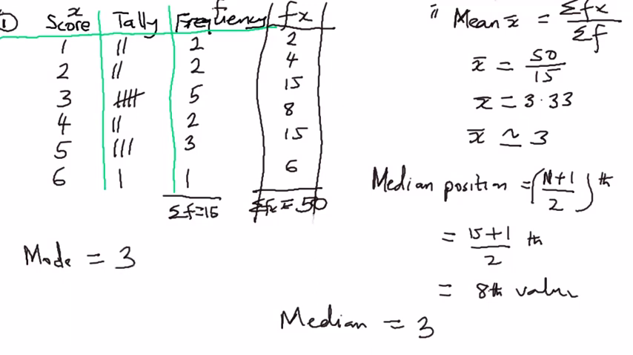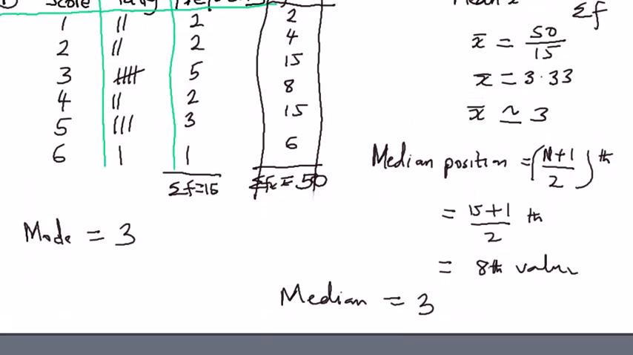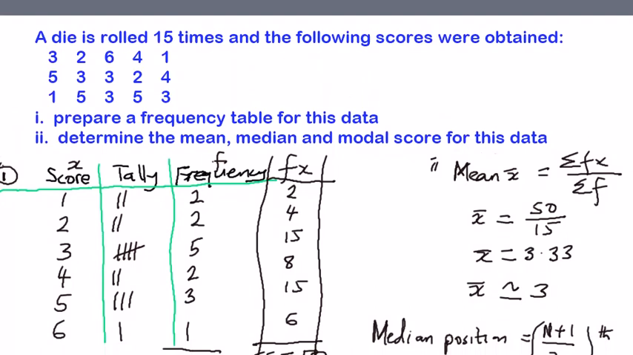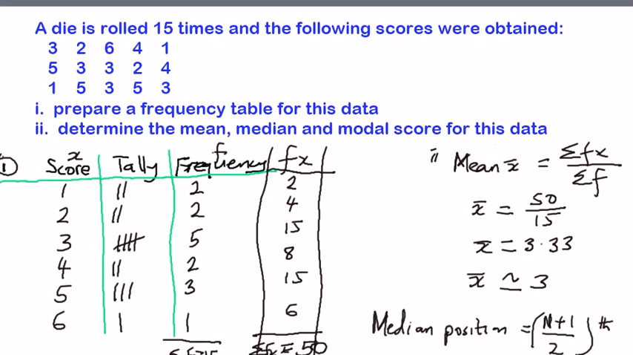So we've been able to answer the question, what is the mean, median, and mode of this given set of data. So the mean is 3, the median is also found to be 3, and the same thing as the mode. The mode is also equal to 3.